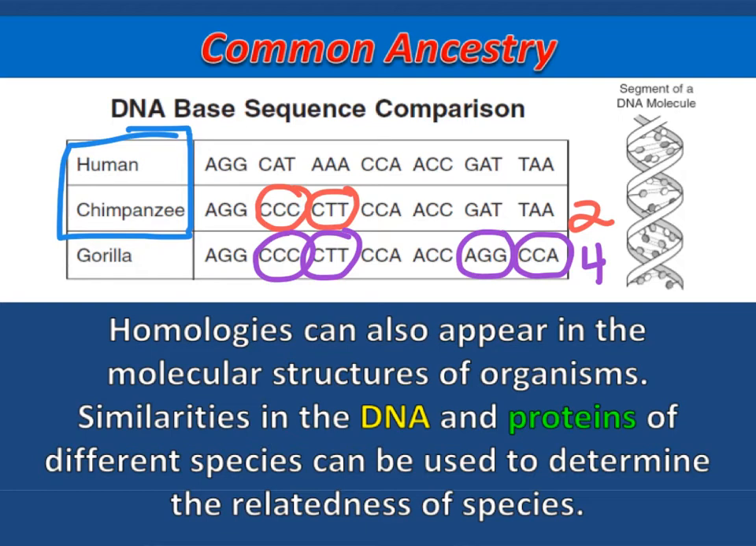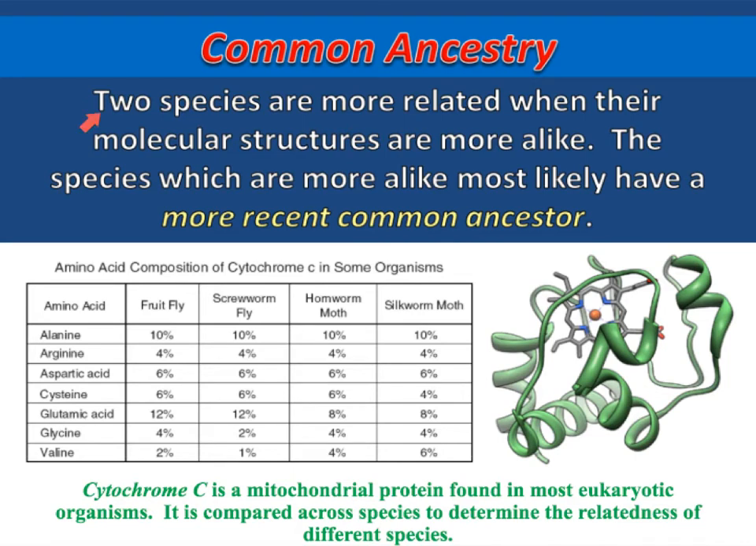Number 11. What molecules are studied for homologies? And the answer, DNA and proteins. That is number 11. DNA and proteins. 2 species are more closely related when their molecular structures are more alike, just like the human and the chimpanzee. The species which are more alike most likely have a more recent common ancestor.